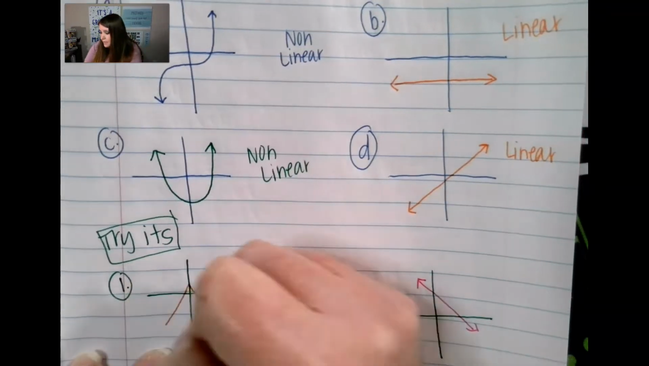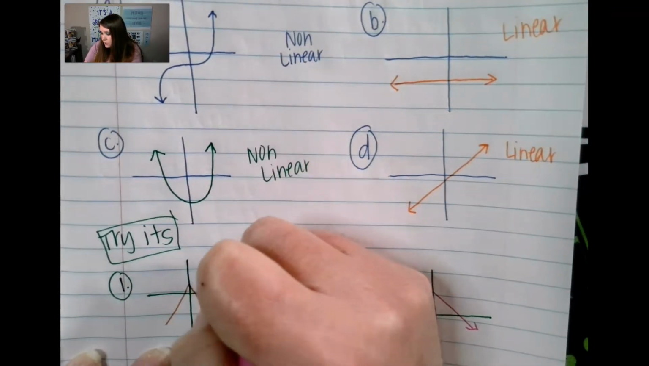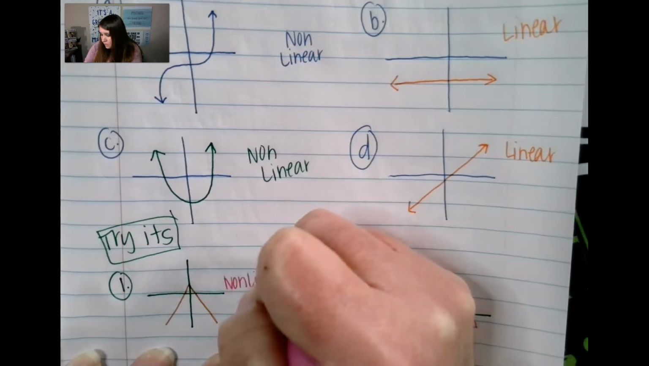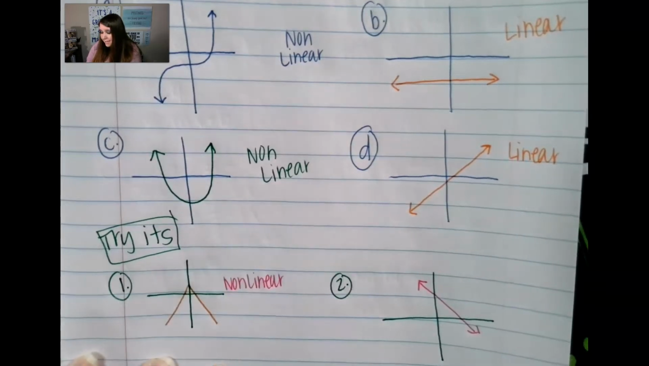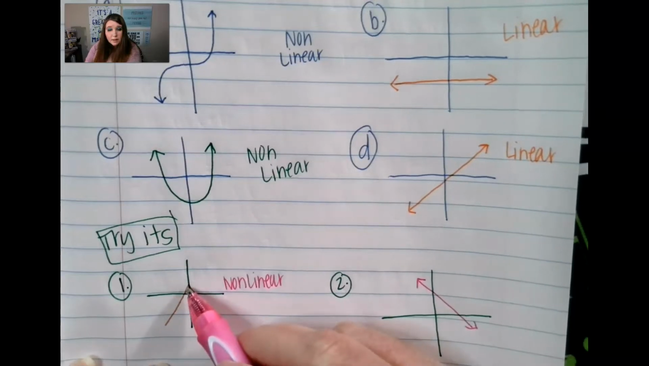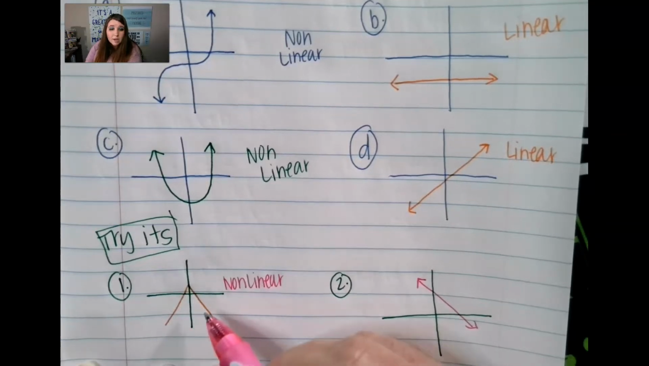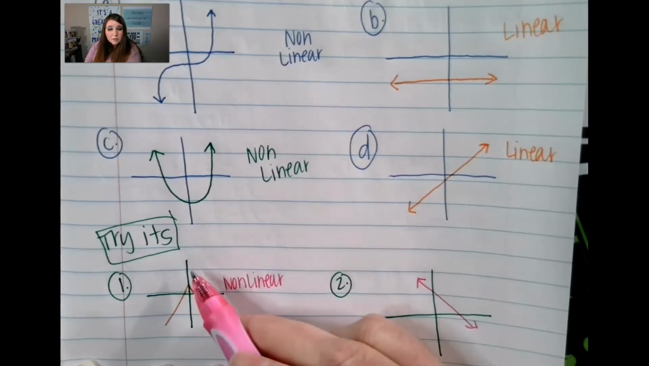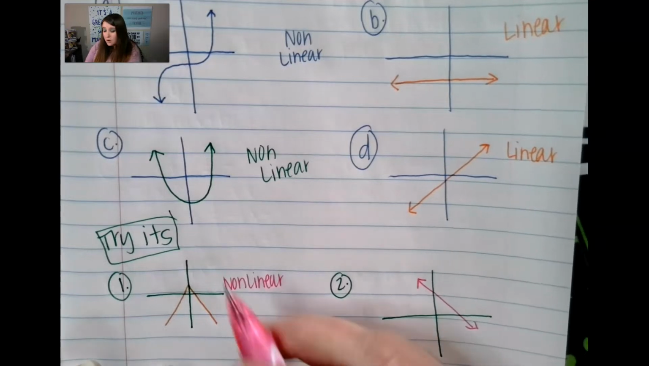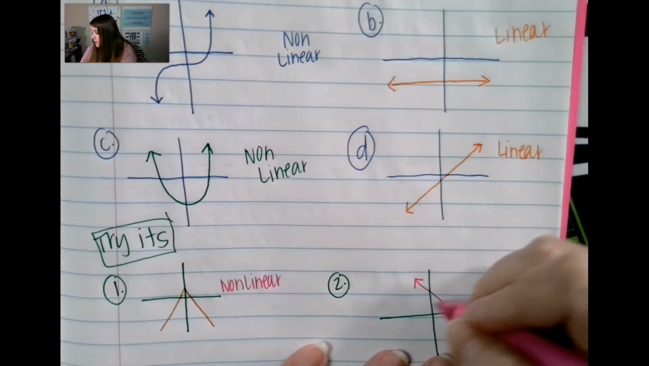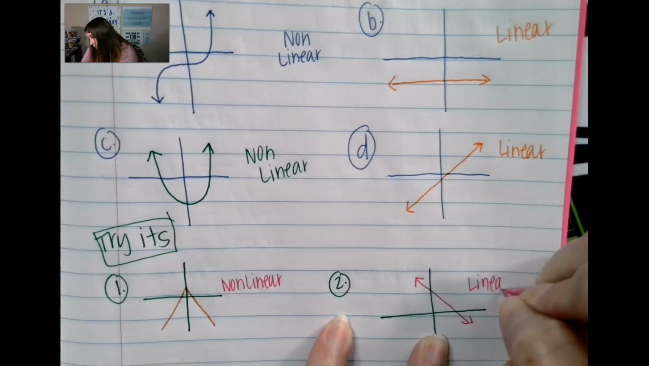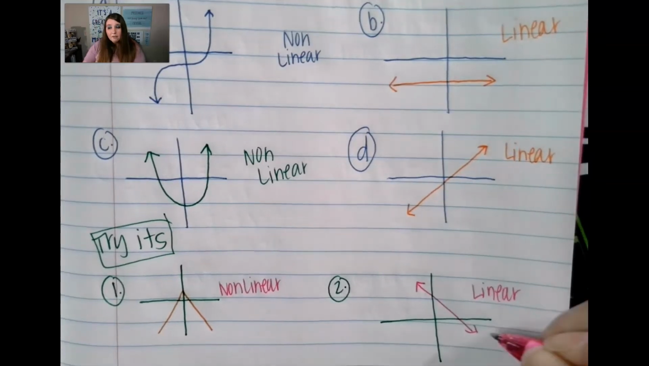All right, this example here, this one is non-linear. This is a non-linear function because, again, it does not form a straight line. It started to make a straight line, but then it curved back down. So this one is non-linear. There is not a constant rate of change: positive slope, then a negative slope. And this one is linear because it does have a constant rate of change.